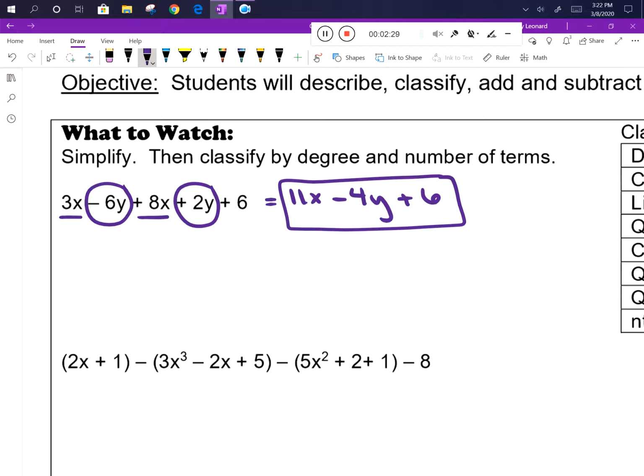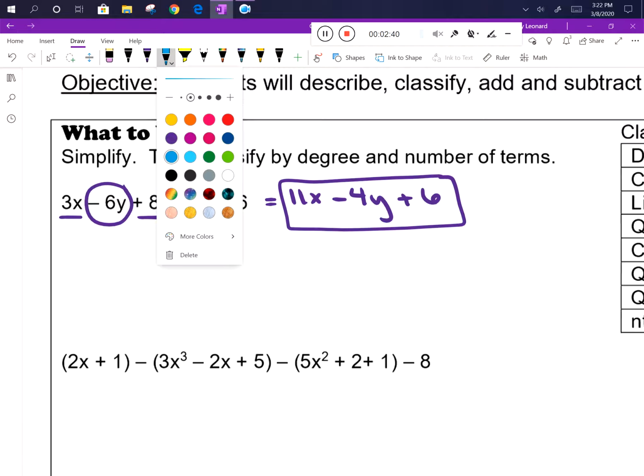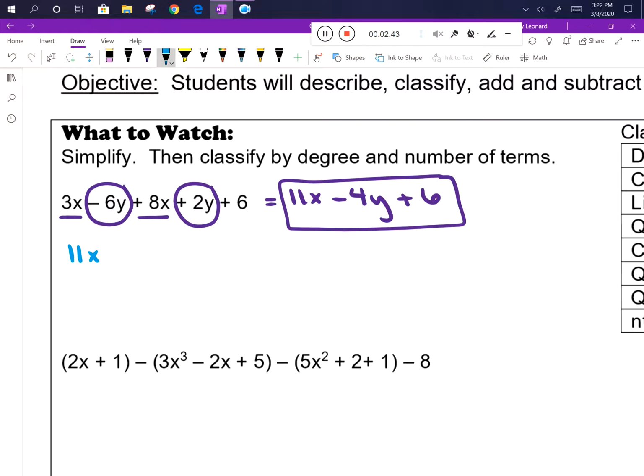So now it's time to classify based on degree and number of terms. Well, when we're classifying based on degree, we're going to start out by looking at the degree of each of the individual terms. So if I look at 11x, that's like having 11x to the first. So the degree is 1. Then I look at the next term, negative 4y. That's also like to the first. So it also has a degree of 1. And then the last term is 6. Now, there's no variable written there. So it has a degree of 0 because there are essentially 0 variables.